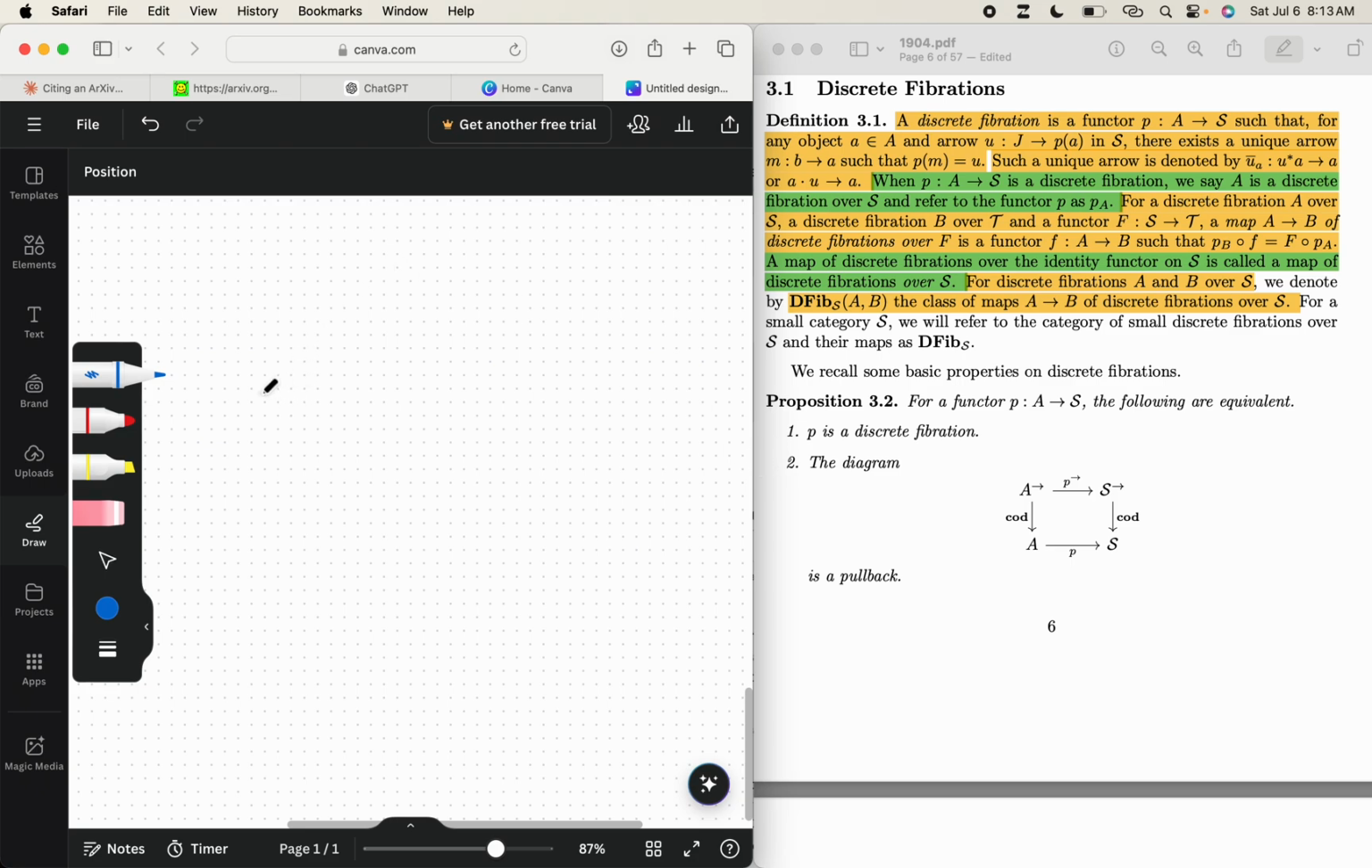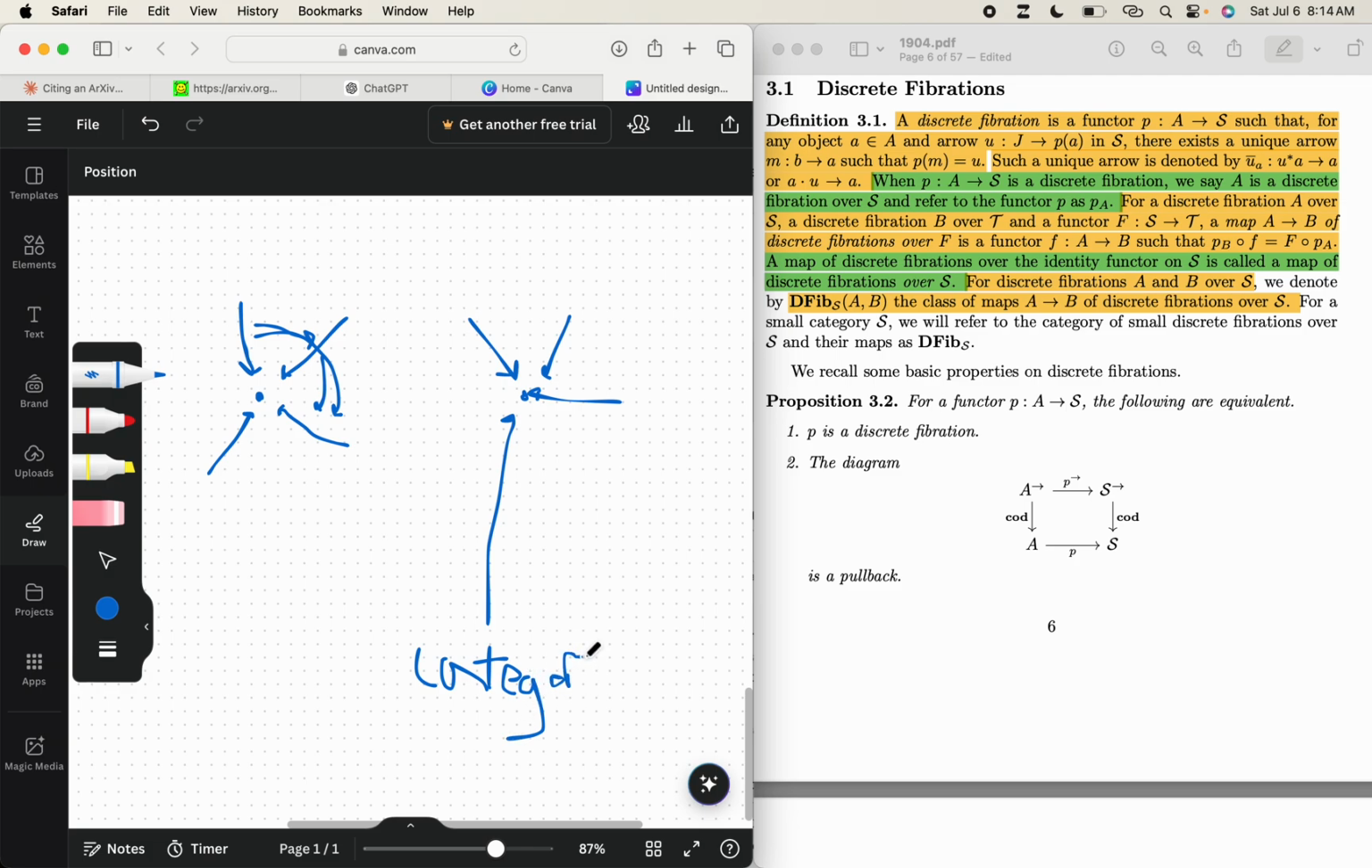Okay, so we have some object. We have arrows coming into it. And then we're curious about maps between these arrows. And we have the same thing, except this is a category. And these are specifically discrete fibrations.